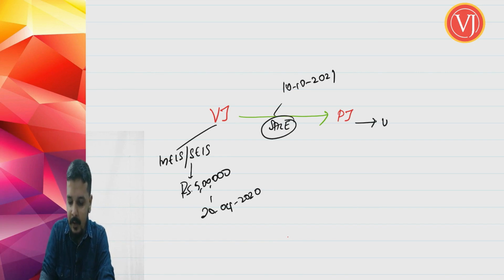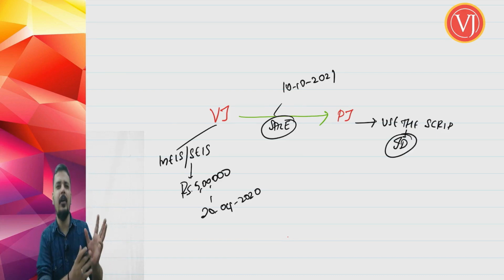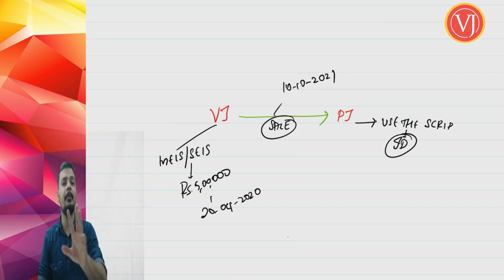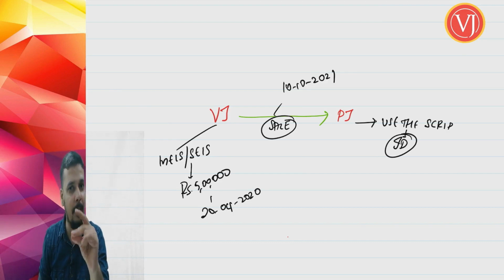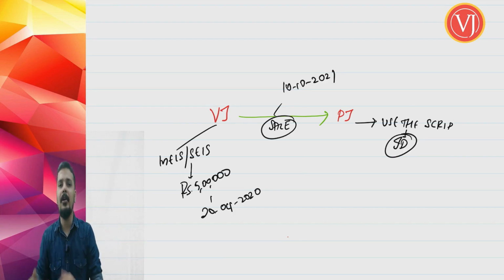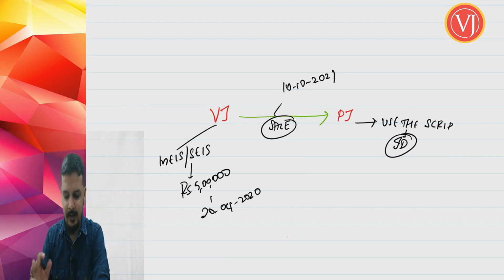Now the other person will use the MEIS script or SEIS script for payment of import duty. I am not focusing on excise duty because it is very rare. But in import duty you can pay BCD, social welfare surcharge, anti-dumping duty, etc., but you cannot use the script for paying IGST and compensation cess. That has to be paid normally by cash. All the other import duties you can pay using script, but not your IGST and compensation cess. That we have discussed.